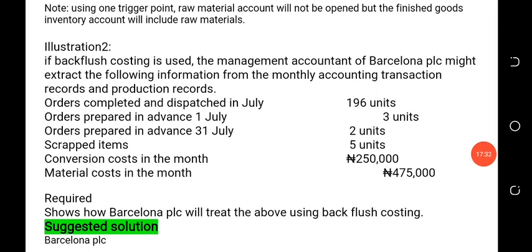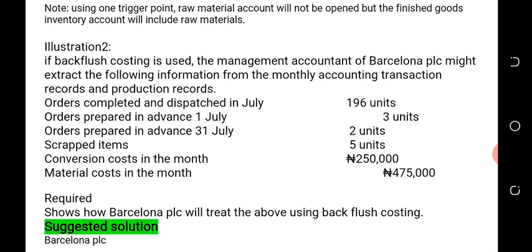Now look at this illustration two. If Backflush costing is used, the management accountant of Barcelona PLC might extract the following information from the monthly accounting transaction record and production records. So you are given that orders completed and dispatched in July was 196 units. Dispatched means that it was sold, 196 units.